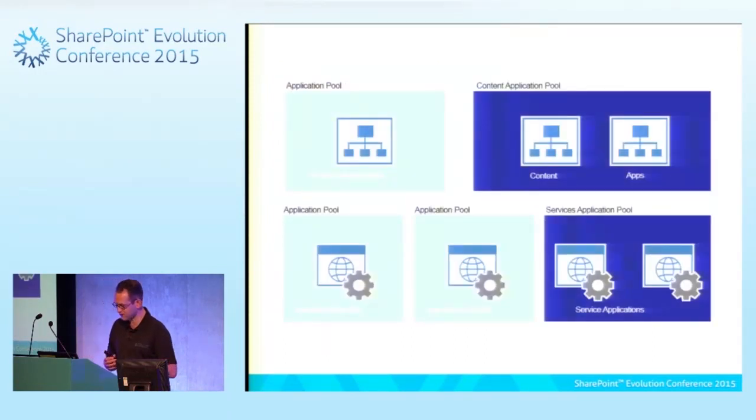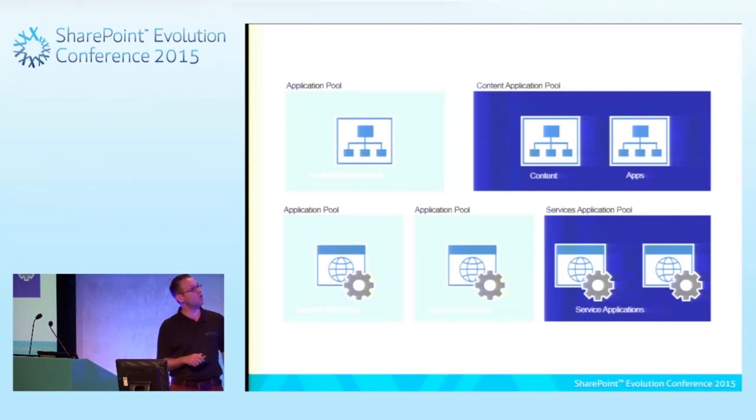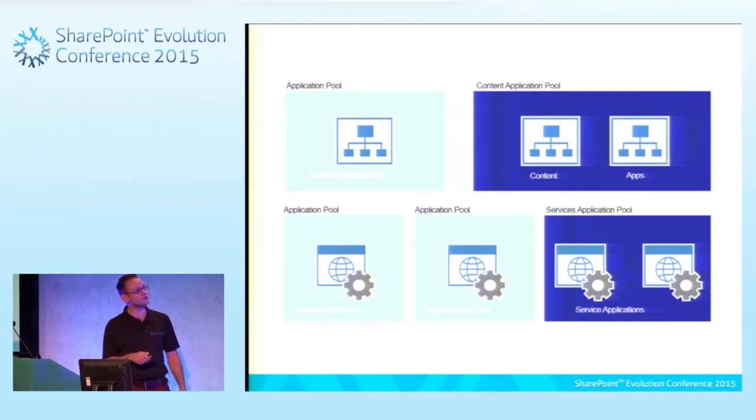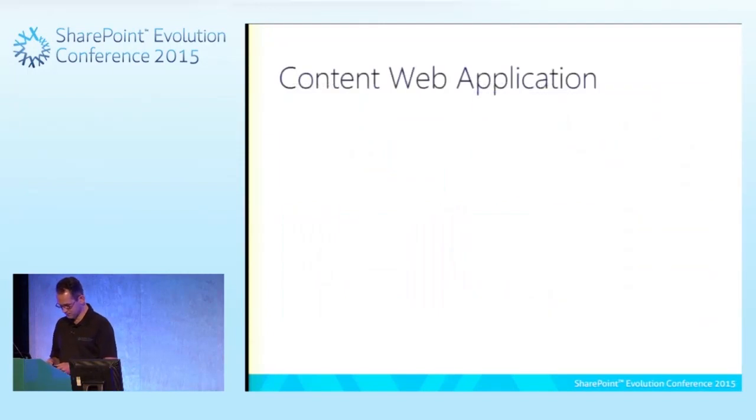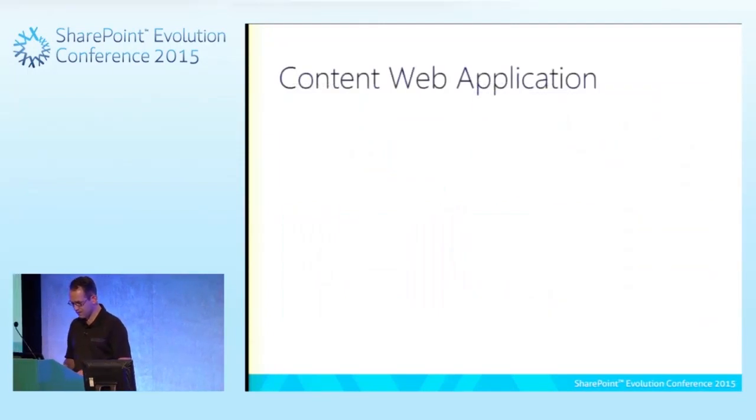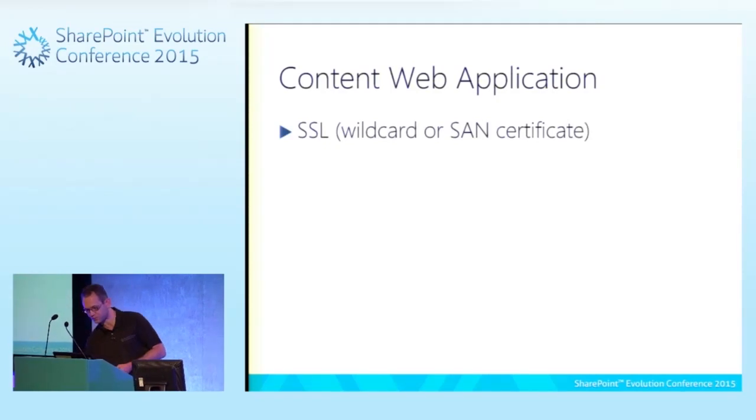My graphics design skills are pretty lousy, but that's more or less how it looks. So the light blue ones are the ones created out of the box, and the dark blue ones are the ones that we create. So I've got one single content application pool with multiple sites in it, and one services application pool for my service applications. Okay, about this content web application.